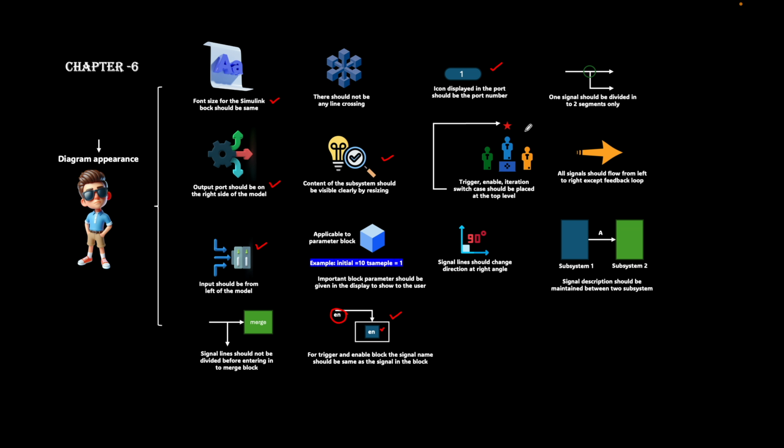Next is coming to the triggered, enabled, and iterator or switch case subsystems. All these components which indicate that this is an enable subsystem, or a triggered subsystem, or a switch case subsystem, or an iterative subsystem, all the icons should be placed at the top level of the model. Suppose you have an enable subsystem, then the enable block should be placed at the top level of the model inside the subsystem. Coming to the signal direction change.